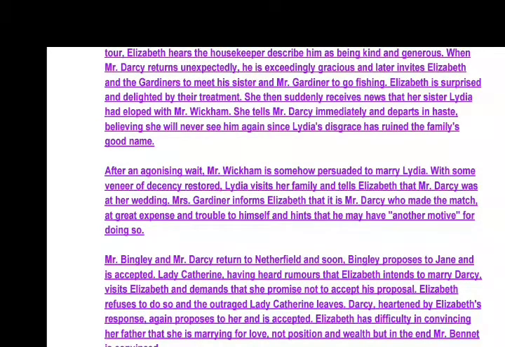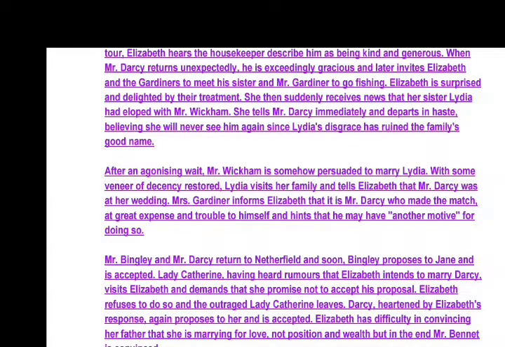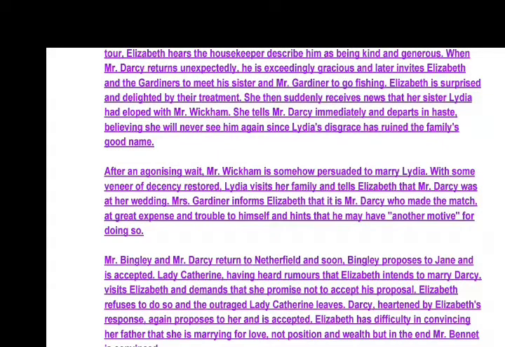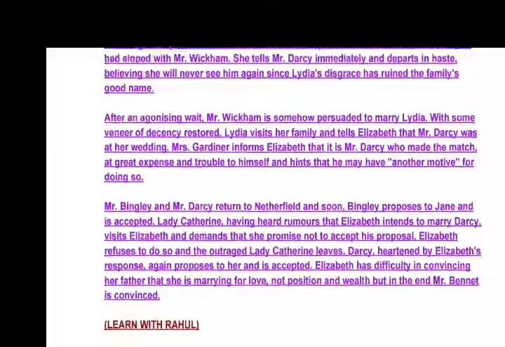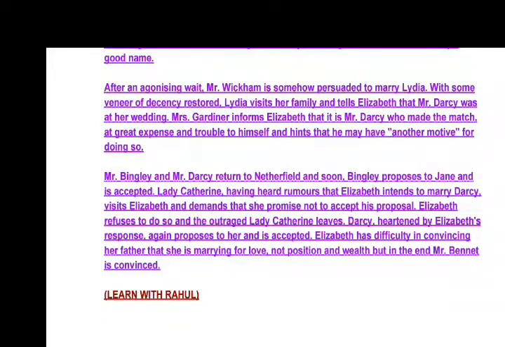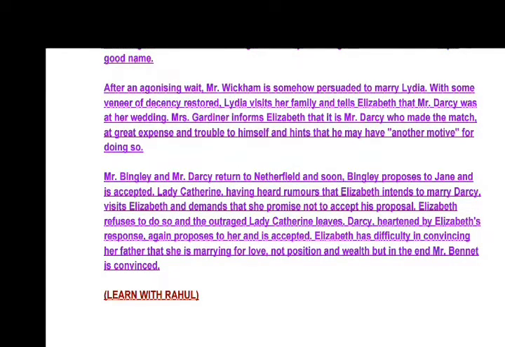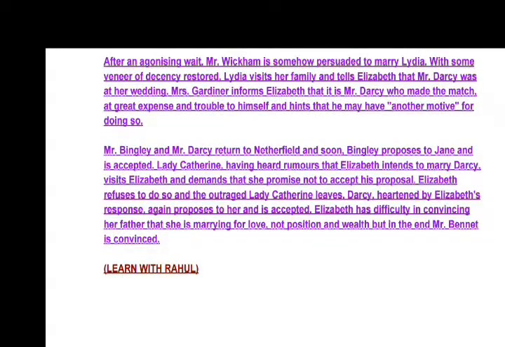With some veneer of decency restored, Lydia visits her family and tells Elizabeth that Mr. Darcy was at her wedding. Mrs. Gardiner informs Elizabeth that it is Mr. Darcy who made the match at great expense and trouble to himself, and hints that he may have another motive for doing so. Mr. Bingley and Mr. Darcy return to Netherfield, and soon Bingley proposes to Jane and is accepted.